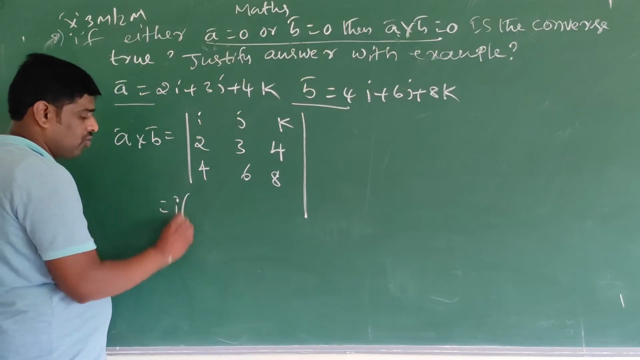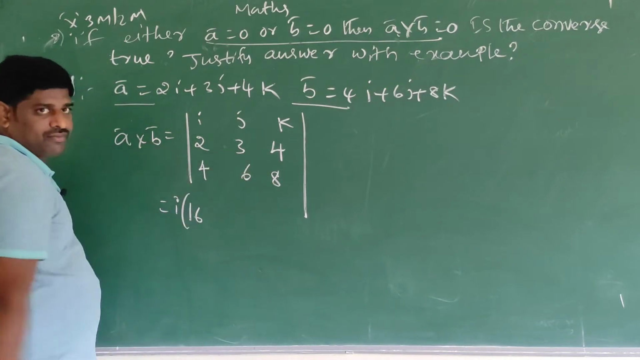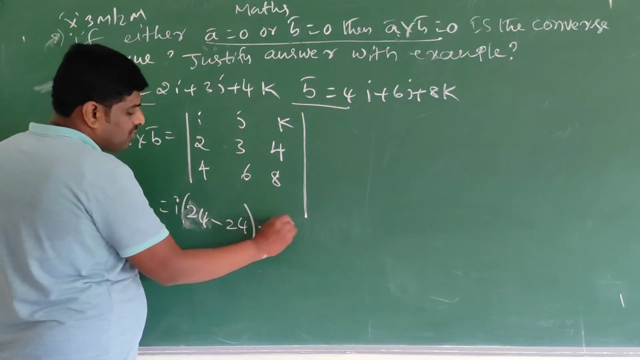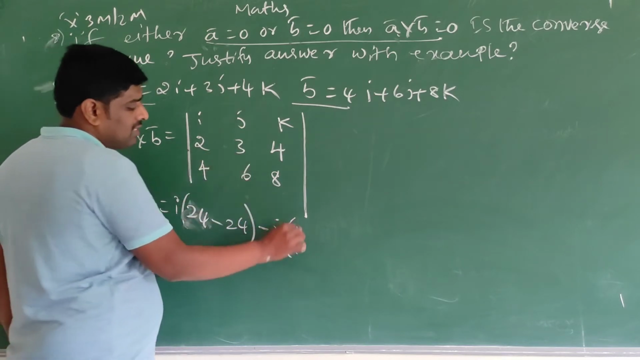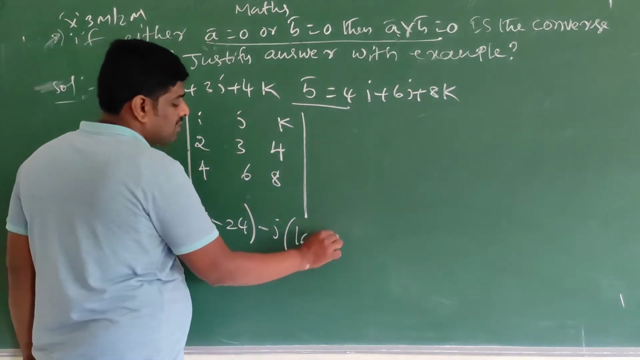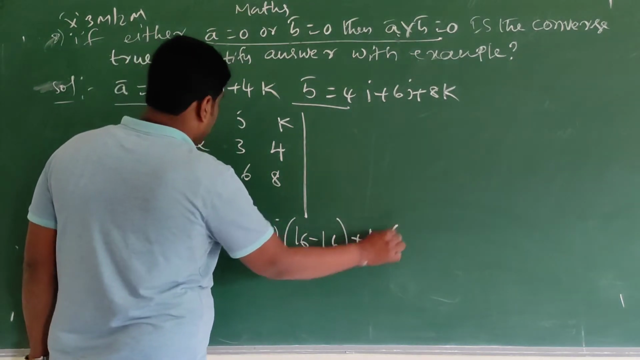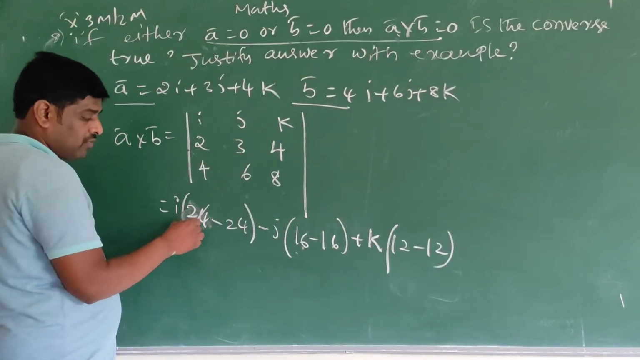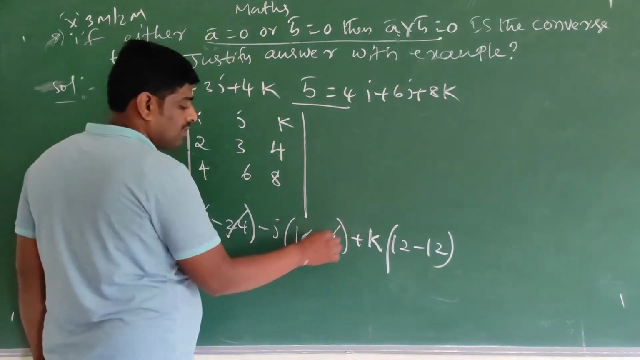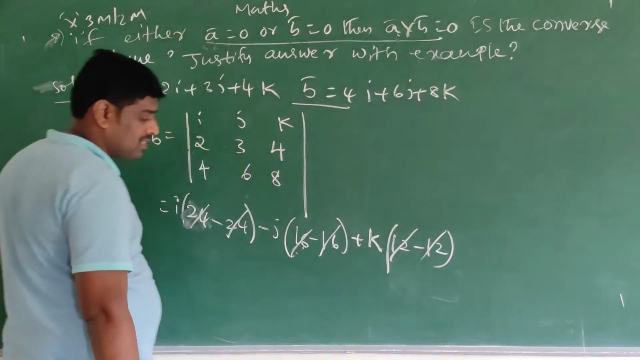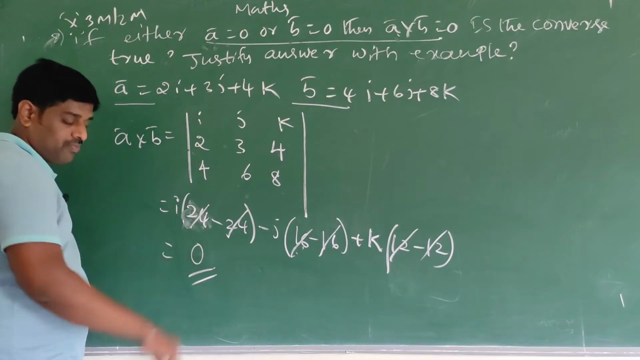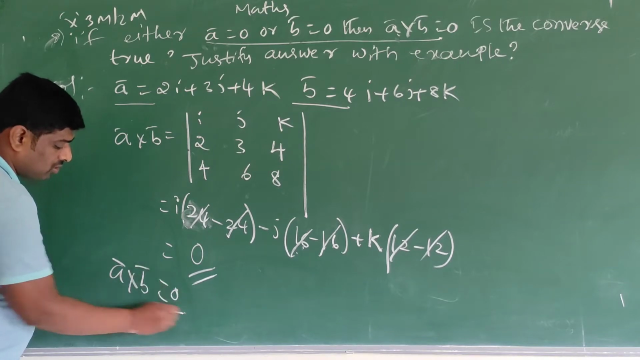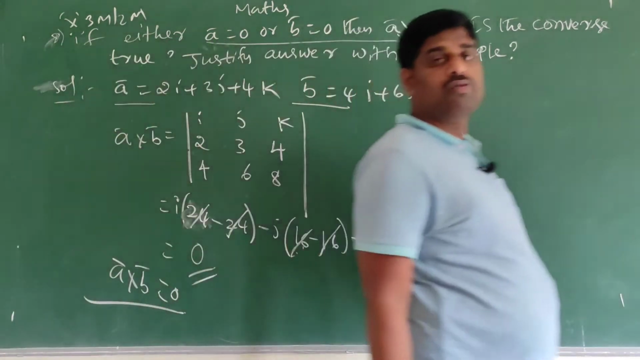That is i into (3 times 8 is 24, minus 6 times 4 is 24), minus j into (2 times 8 is 16, minus 4 times 4 is 16), plus k into (2 times 6 is 12, minus 4 times 3 is 12). 24 and 24 cancel, 16 and 16 cancel, 12 and 12 cancel. That is equal to 0. Now a bar cross b bar equals 0.